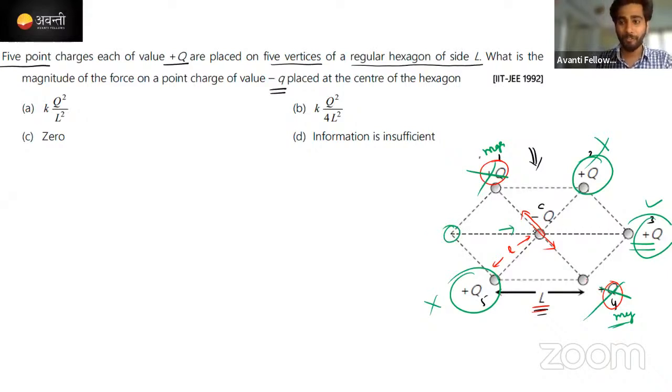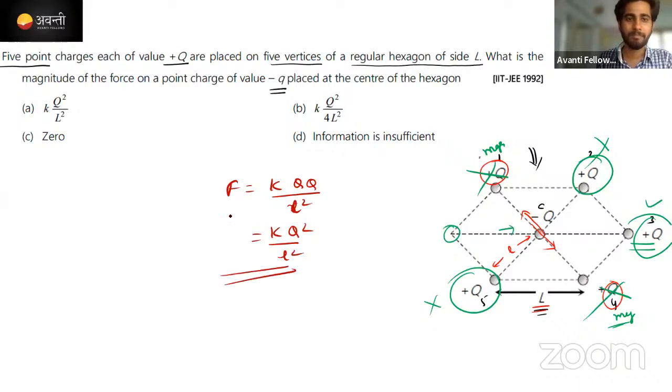Hence, if you write the equation for this force, how will we write it? The general equation: force is equal to K times Q Q, both charges are Q, we are not taking the sign here, divided by R square, which means L square. So we can write K Q square divided by L square. So the correct option is A.